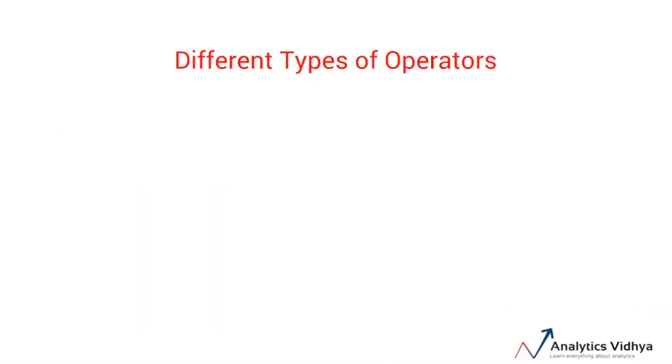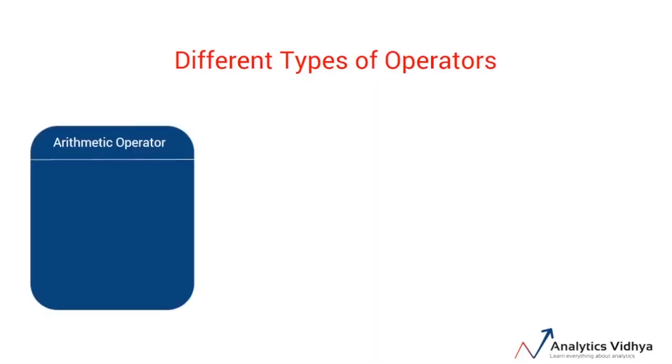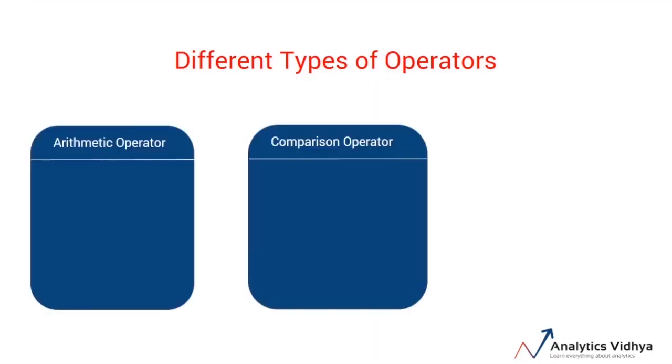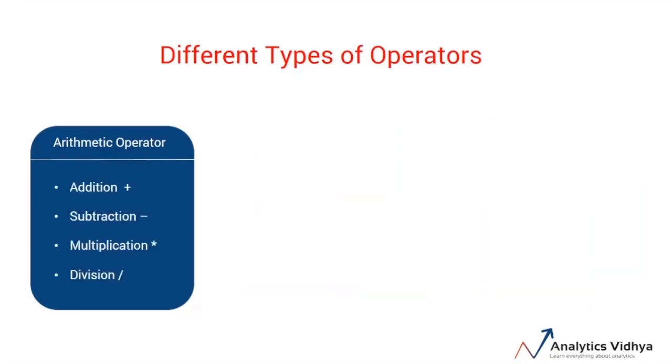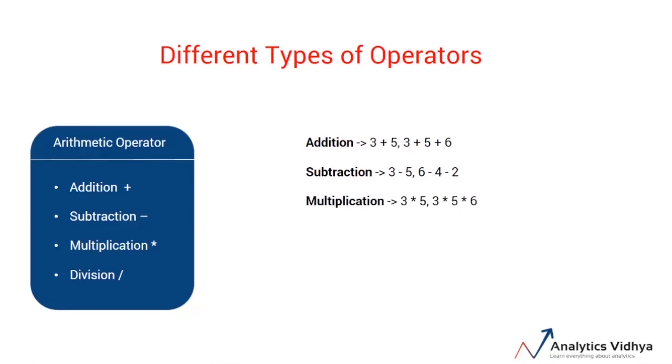There are different kinds of operators. Let's look at different kinds of operators. Operators can be mainly divided into three categories. First, the arithmetic operators. Second, comparison operators. And third, the logical operators. Let's see each of them in detail. Arithmetic operators help us in performing some arithmetic tasks, like addition of two operands, subtracting the second operand from the first, multiplying two operands, and dividing the first operand by the second.